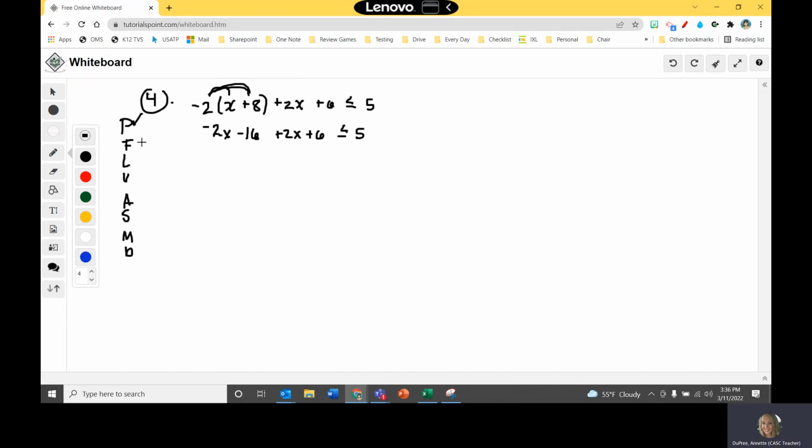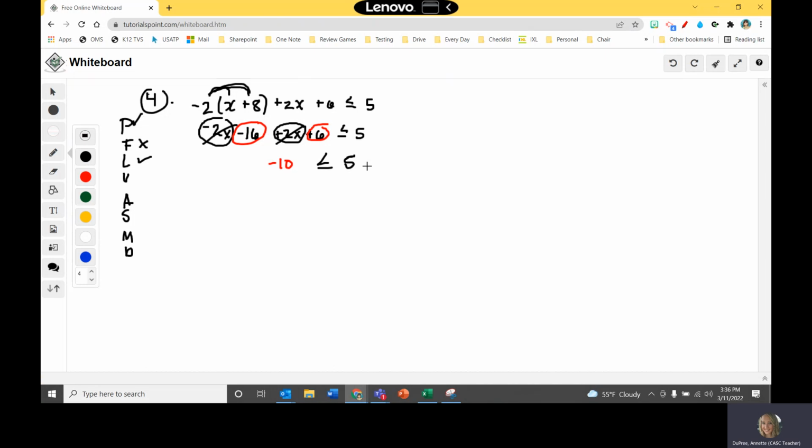Okay? There are no fractions. There are like terms here. We actually have 2 sets of like terms. We have -2x and 2x, and we have -16 and 6. All right, so -2x and 2x are actually going to cancel each other out to 0. -16 and 6 will add up to be -10. We bring down is less than or equal to 5.